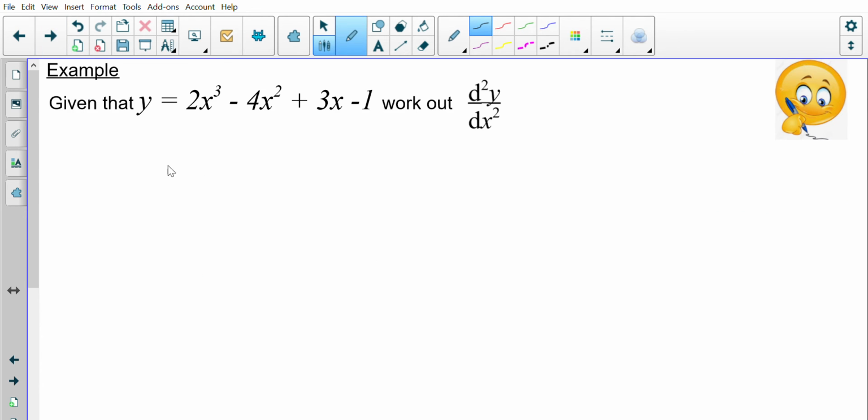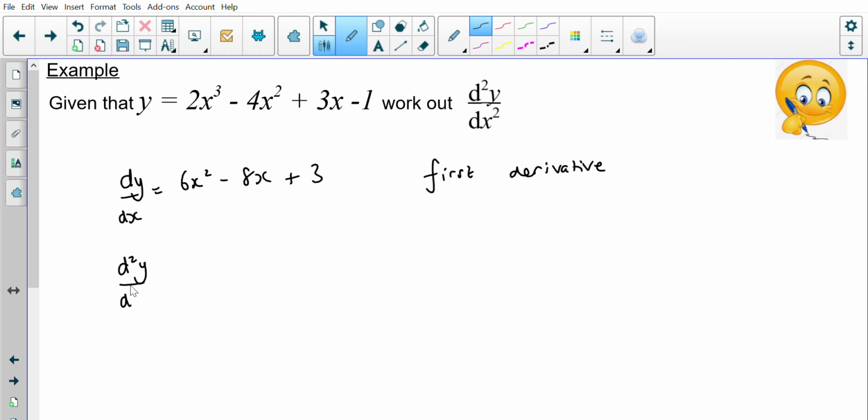Okay, so let's have a look at an example. If we've got an original function here and we're asked to work out d2y by dx squared, we just simply differentiate once to get what's called our first derivative. And then we differentiate again, d2y by dx squared equals 12x minus 8, and that's our second derivative, and that's all there is to it.